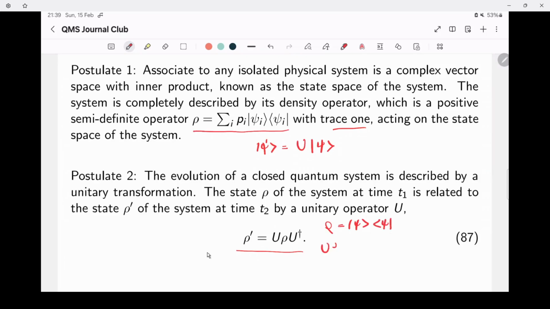So when you act on your density matrix, the left side actually acts on the ket, and then the right side acts on the bra, which is why you need your dagger operator over there. But of course, equation 87 is a general form because you are taking a general density matrix.